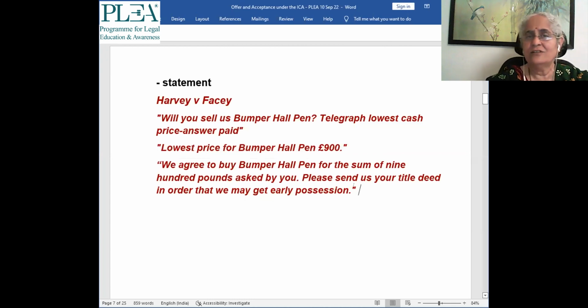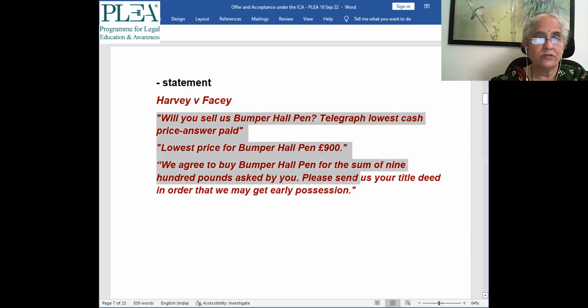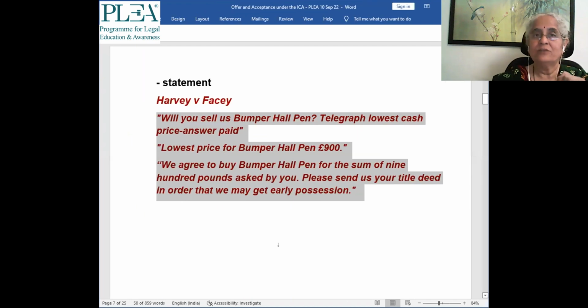No title investigation, nothing. They say, send us your title deed and we will take possession. Please remember that in England, the formality of registration of deeds did not exist. So you handed over the property and you handed over the title deeds. And the question was, is this a contract? Because the seller, the owner, did not sell and the purchaser claimed that land. Does this correspondence amount to a contract? Because if it's not a contract, then the representative or the owner is not bound to sell.